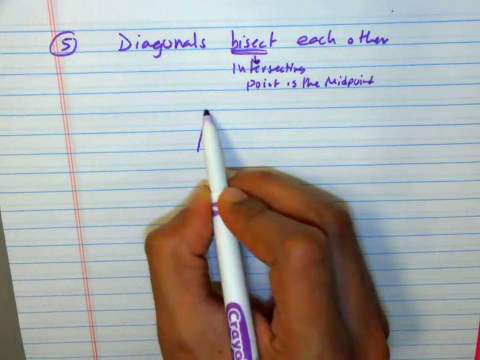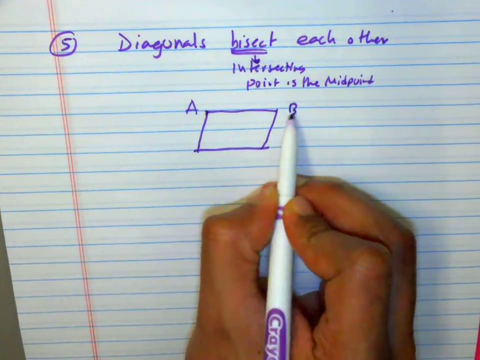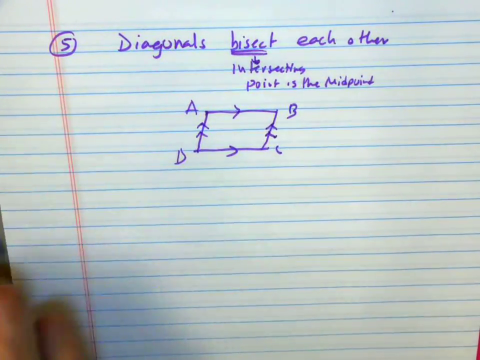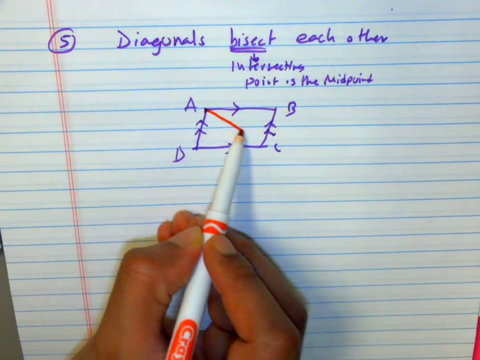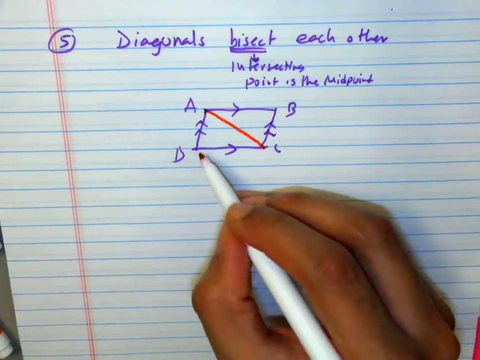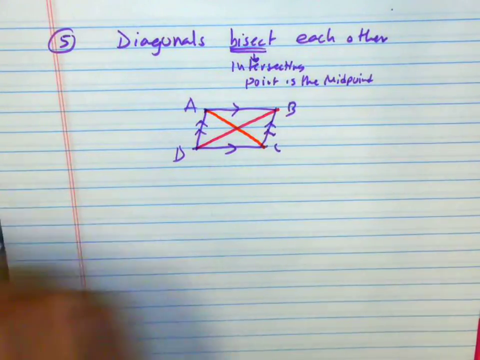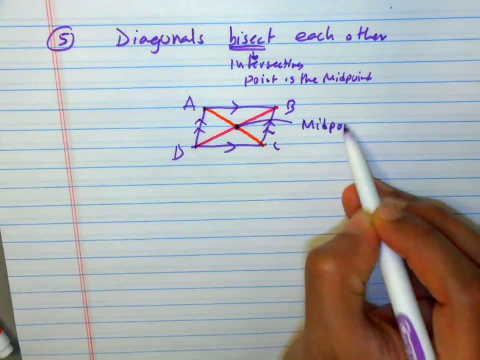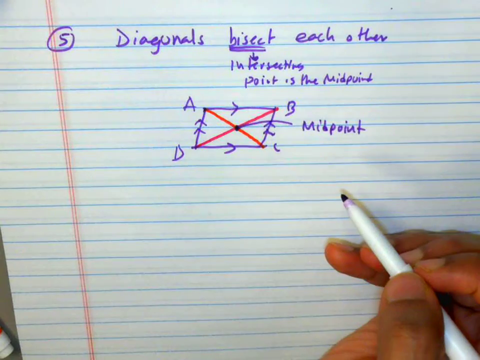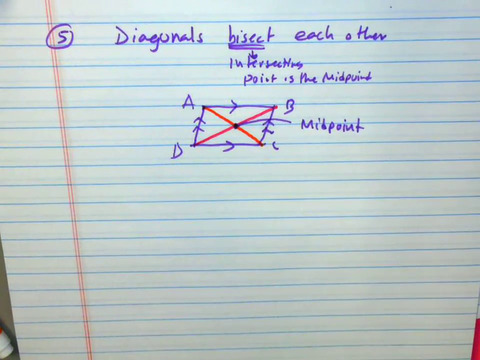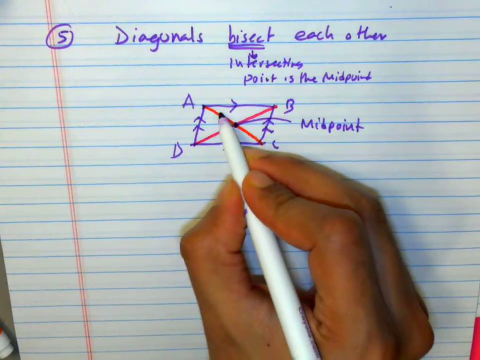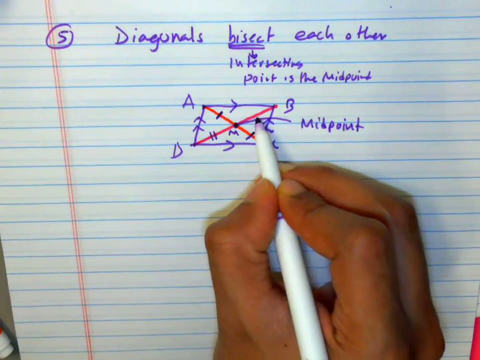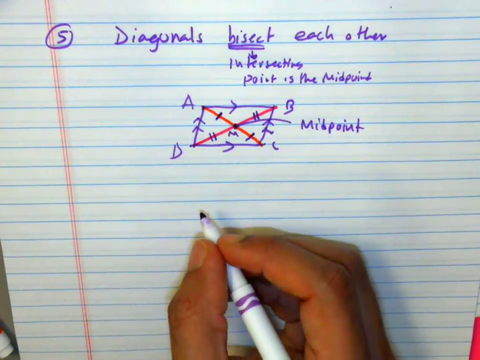So here's a parallelogram. A, B, C, D, parallel sides. This is parallel to this one. Now, here's a diagonal from A to C. And here's the other one from B to D. Now this point is the midpoint. This is the midpoint because they are bisecting. So what they tell you is that this line segment, let's call the point M, will be congruent to this line segment, and this line segment will be congruent to this line segment. So in terms of equation, we can write it down.